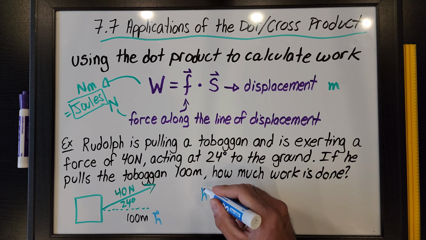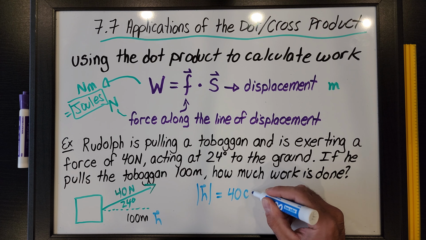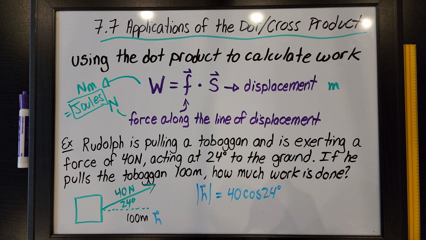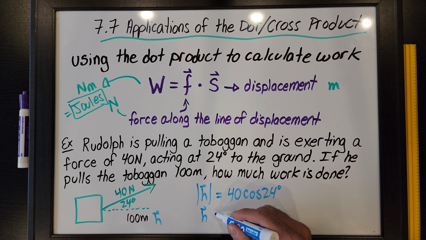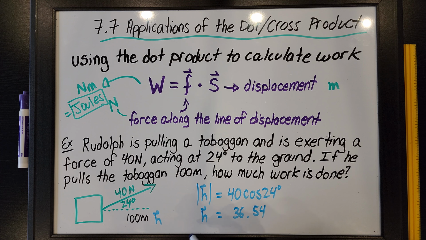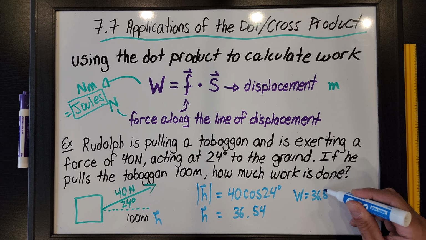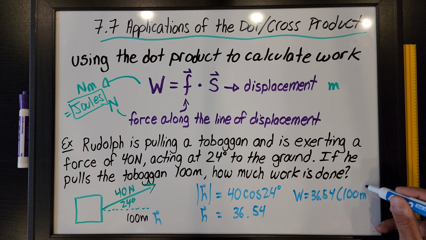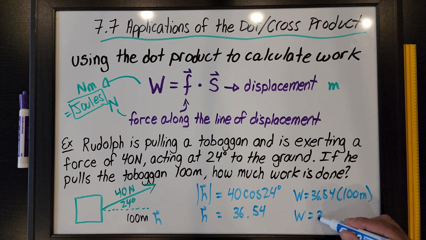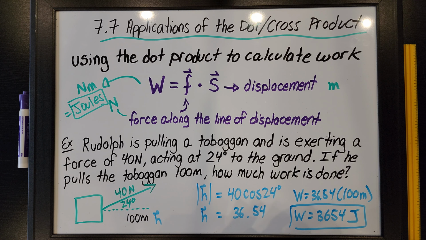Okay, and the magnitude of h is just 40 cos 24 degrees, which is a dot product. Okay, we learned that in the previous sections. So the magnitude of h equals 36.54. This is just h, the vector h. Now I need to find the work. So I can say the work is 36.54 times the displacement. So my work is 3654 joules. That's how much work is involved in tugging this toboggan.